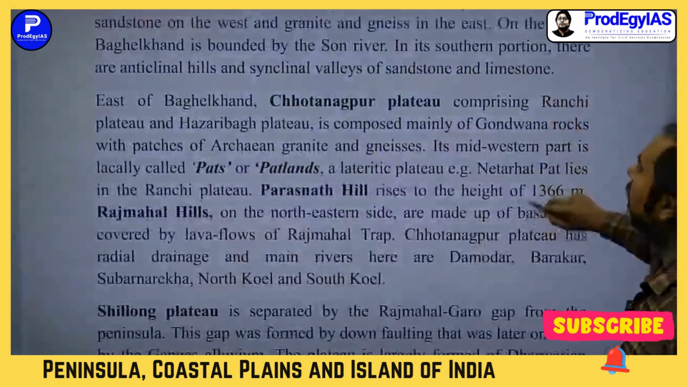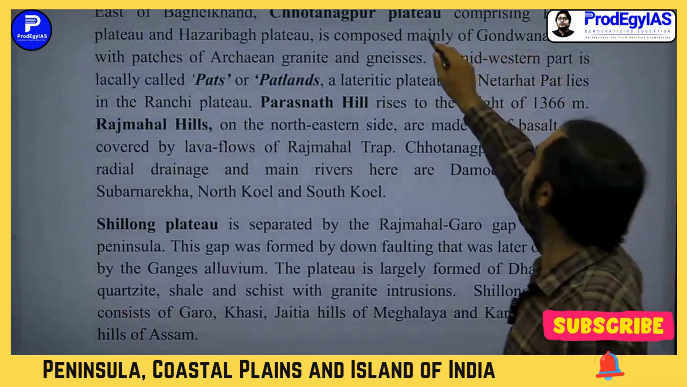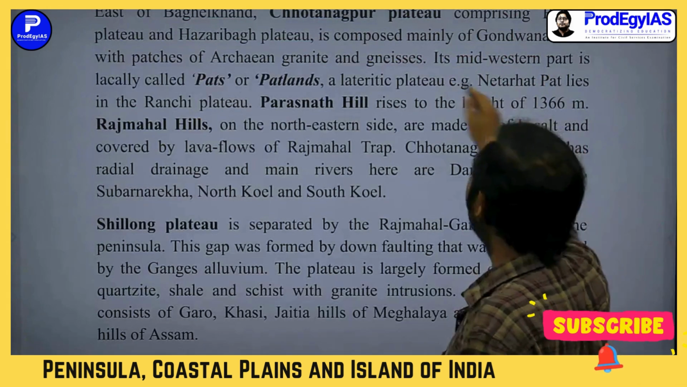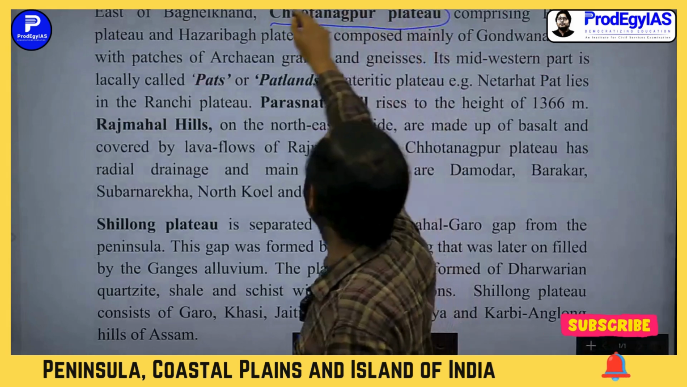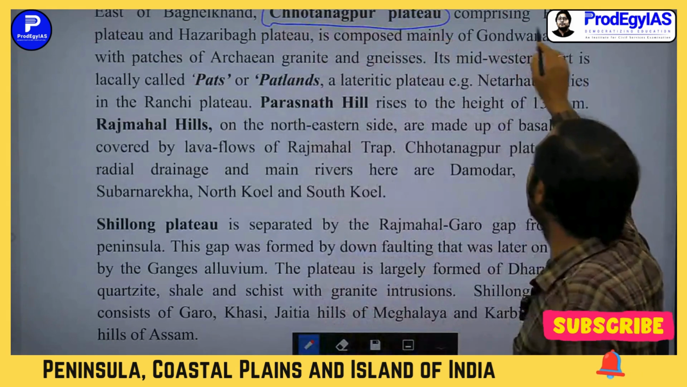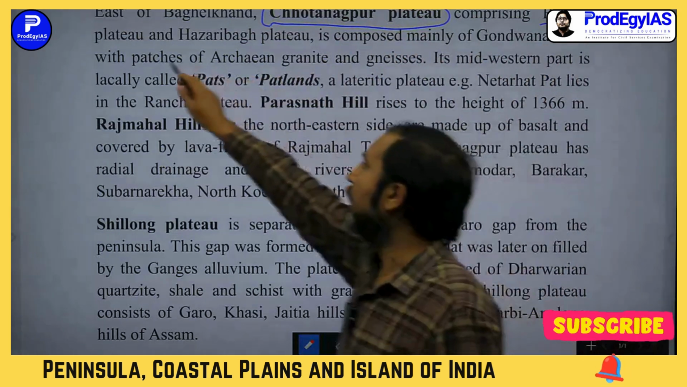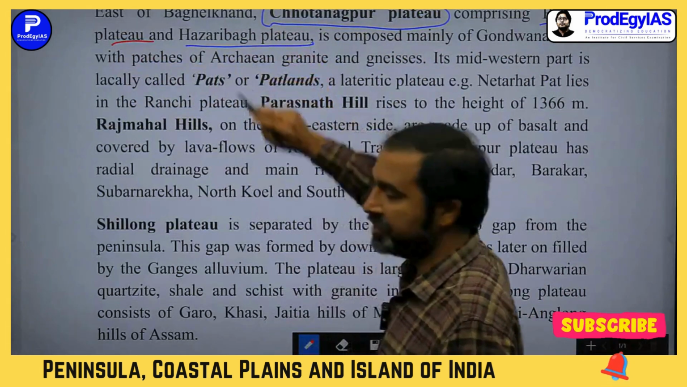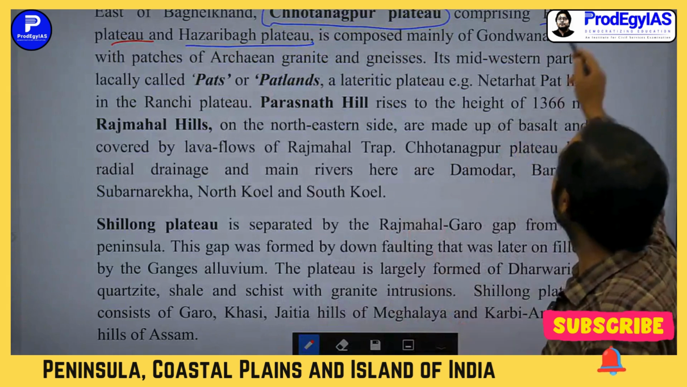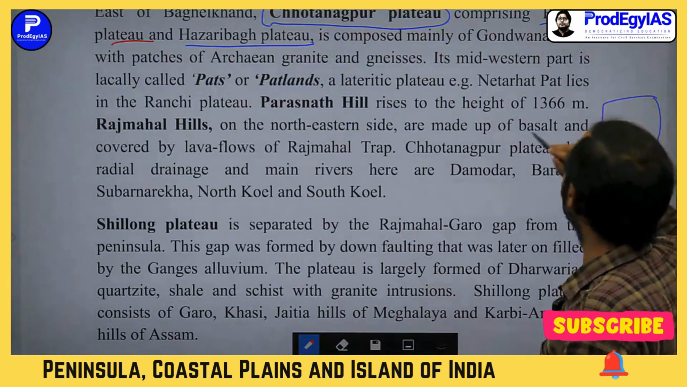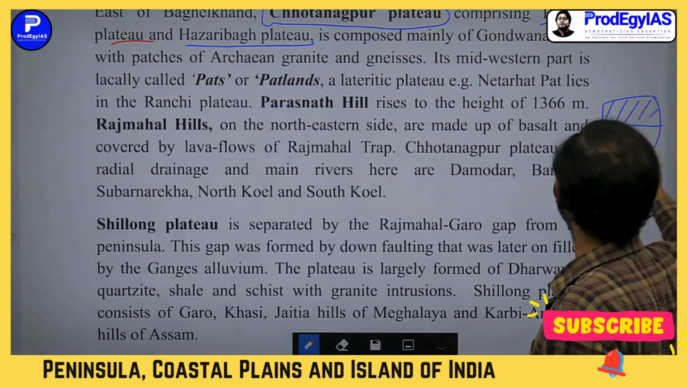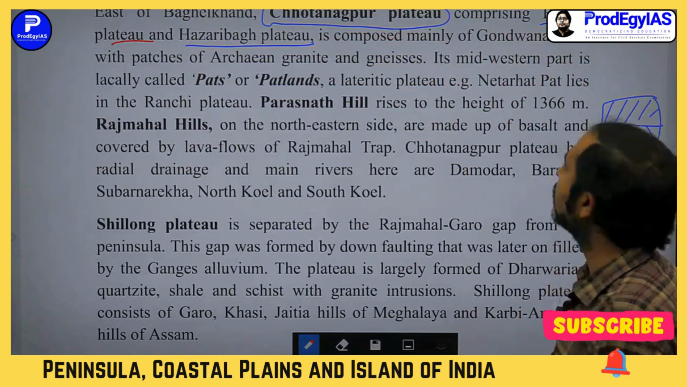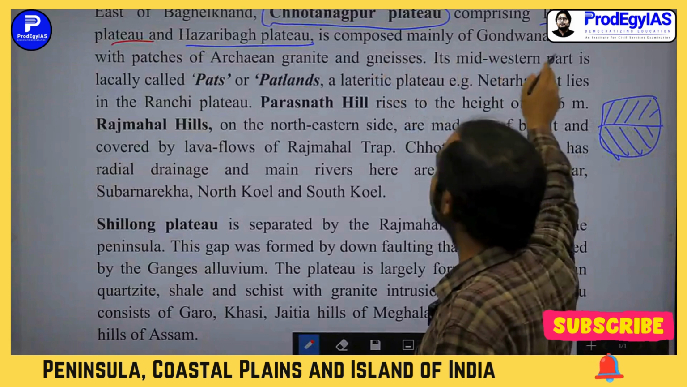Then east of Baghelkhand lies the Chota Nagpur plateau. This is also an important plateau. Most of the northern part of Jharkhand, comprising the Ranchi plateau and Hazaribagh plateau, is divided into two. One part is the Ranchi plateau and the other part is the Hazaribagh plateau.